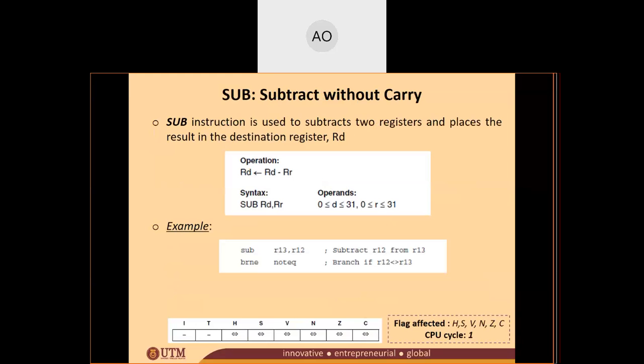Okay, any question for the addition process? Ada soalan tak untuk addition? Okay, for addition you have 3 instructions. The first one is ADD, second one is ADC, and the third one is ADIW. Okay, if no question, I think we stop here, and the rest will continue next week. Okay, boleh ya? Okay, so thank you class.